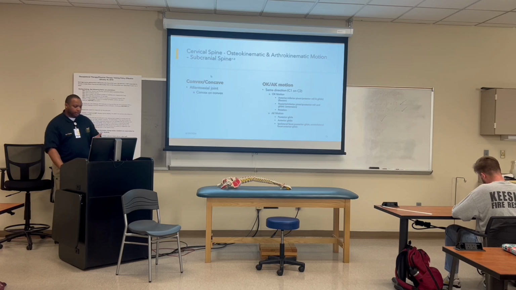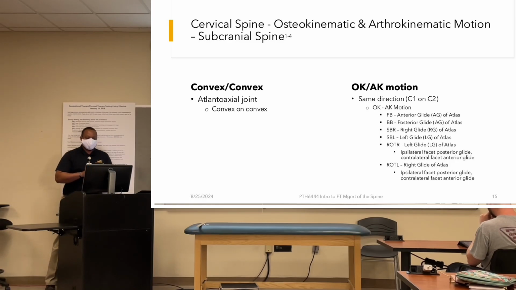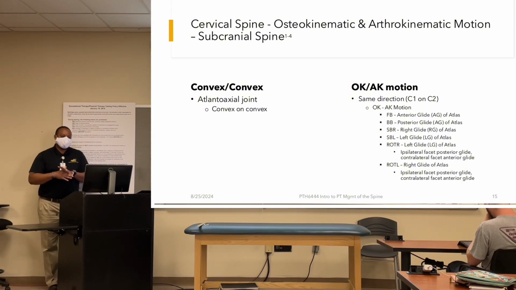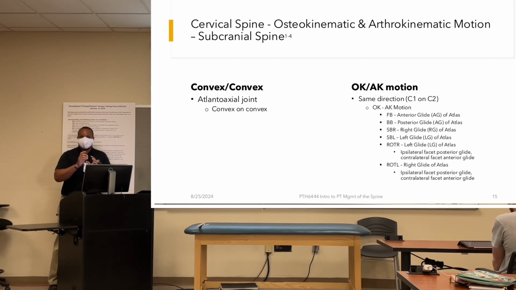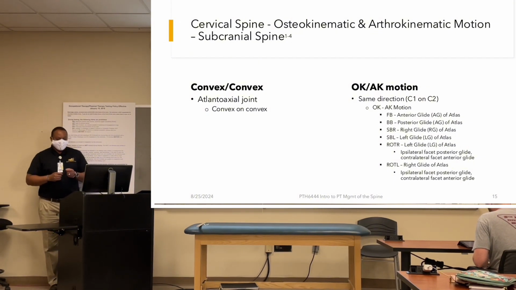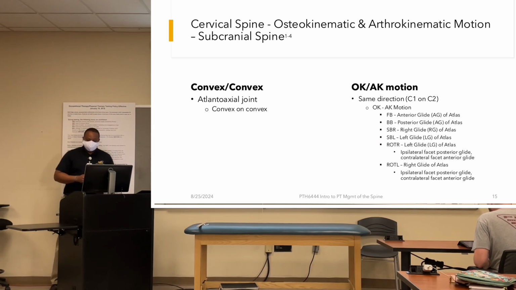All right, so we'll pick up here in the next class with the cervical spine, osteokinematics, and arthrokinematic motion of the subcranial spine. We left off talking about the atlantoaxial joint being convex on convex. So therefore, with the atlantoaxial joint being convex on convex, the atlas is always going to move in the direction that the head is moving. So with forward bending, you're going to get an anterior glide of the atlas. With backwards bending, there's going to be a posterior glide of the atlas, and we went over that with the model. With side bending right, there's going to be a right glide of the atlas. With side bending left, there's going to be a left glide of the atlas.